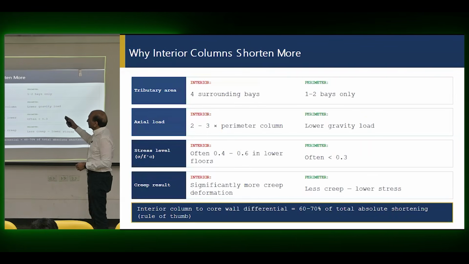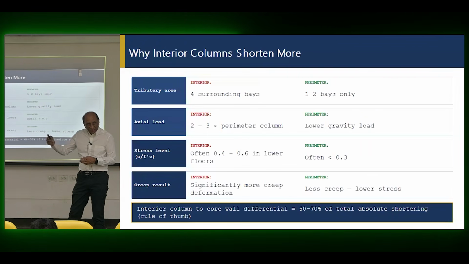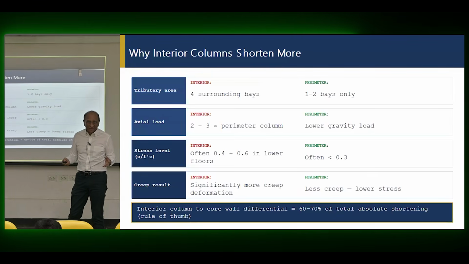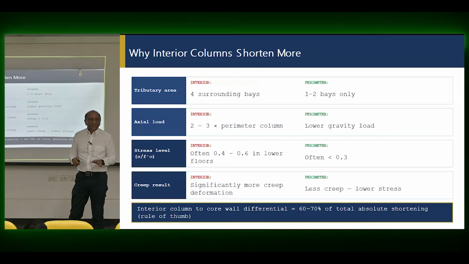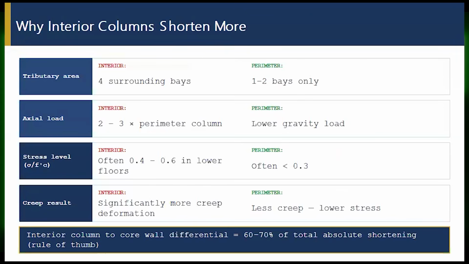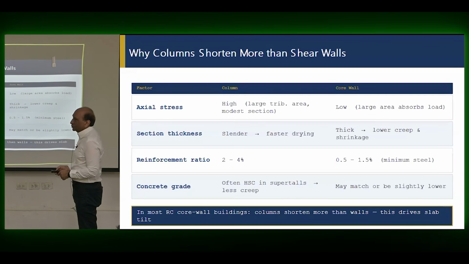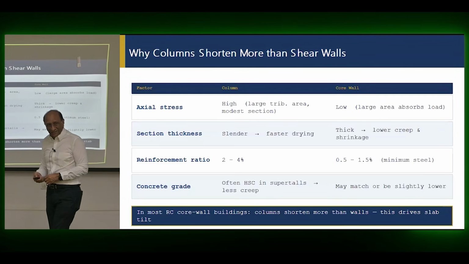So interior columns normally shorten more than the exterior columns because they have more load. Exterior columns have less load. Sometimes the size is the same, and walls shorten much less. So in general, every column has a different axial shortening history as well as the starting number. Of course, we know why columns shorten more than walls: because the stress level is high.